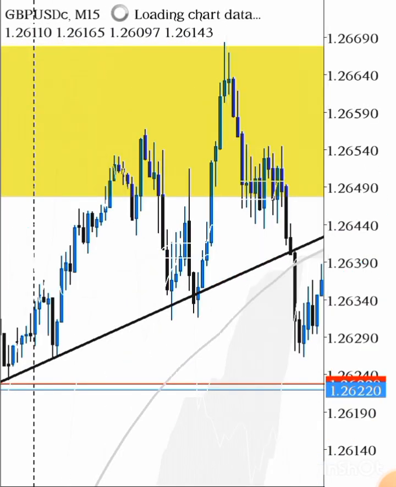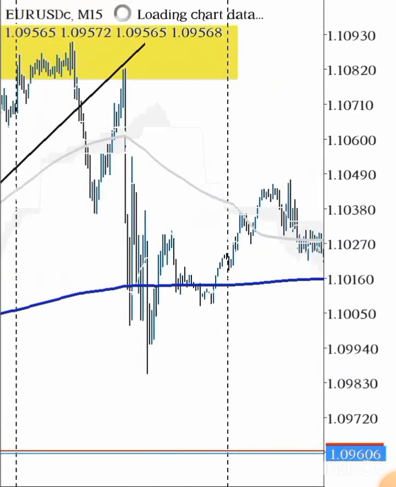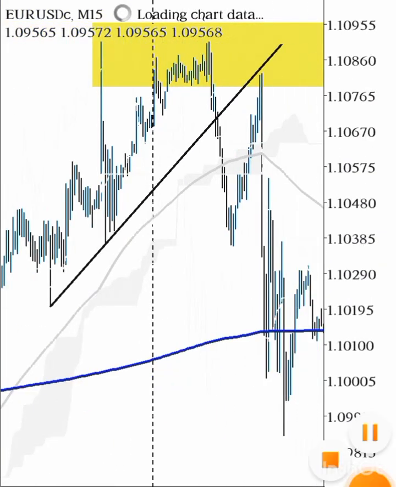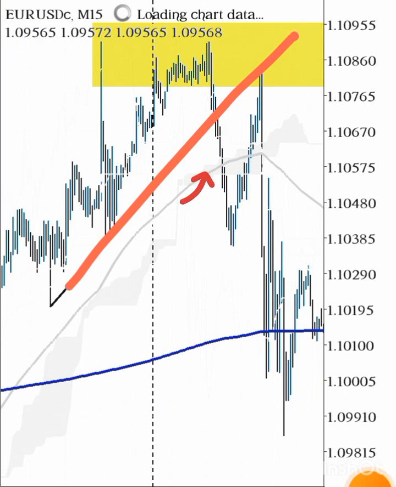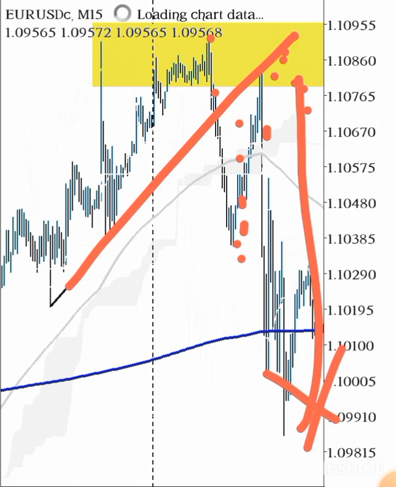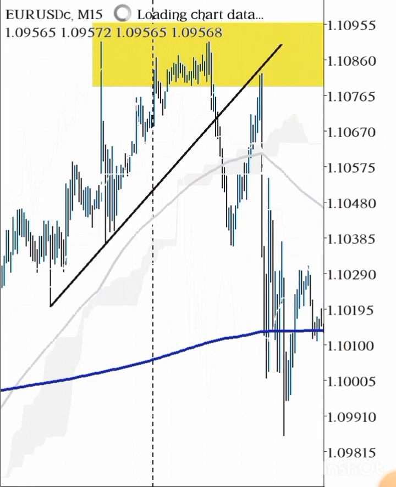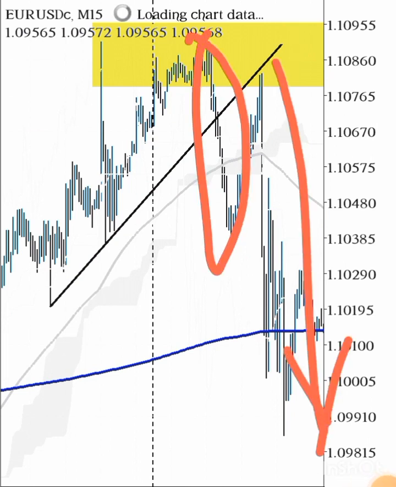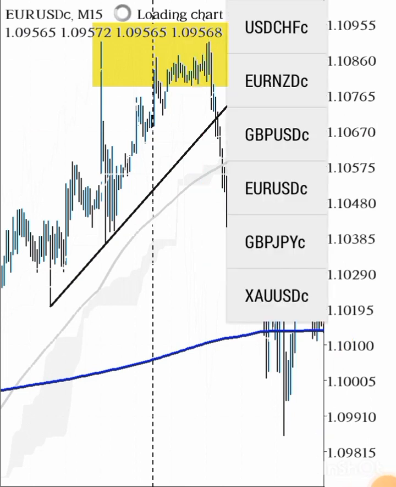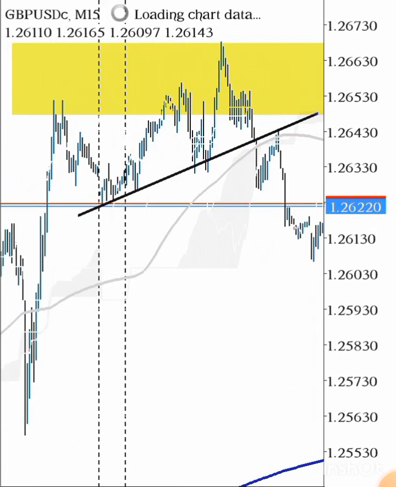Euro USD, this is a correct break and a retest. This is a clean sign for you to sell in the direction of the breakout. In the direction of what? Of this breakout, we sell. Same thing happened to GBP USD last week.